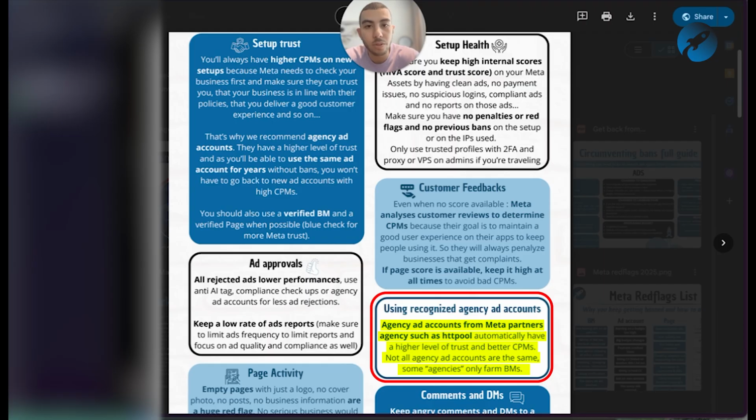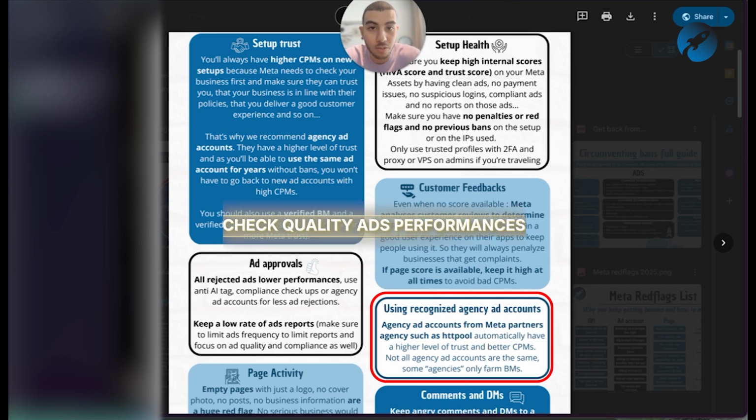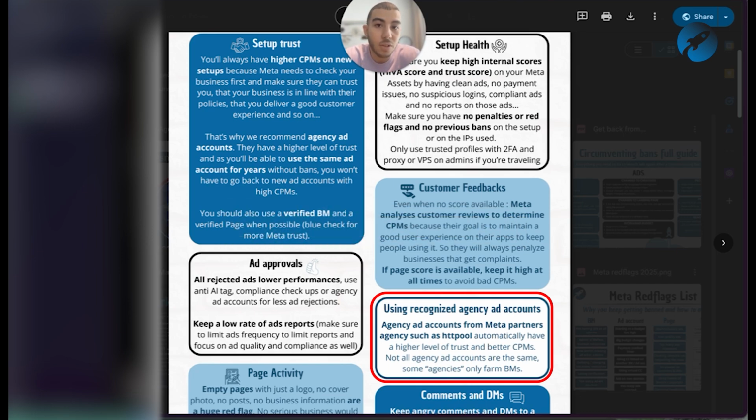So that's very important. The best advice I can give you on agency ad accounts is to try different partners, check the quality of the ad performance, and eventually, in the long term, build a good relationship with them so you can get perks, rewards, and benefits. This way you can get the best CPM possible on your agency ad accounts.